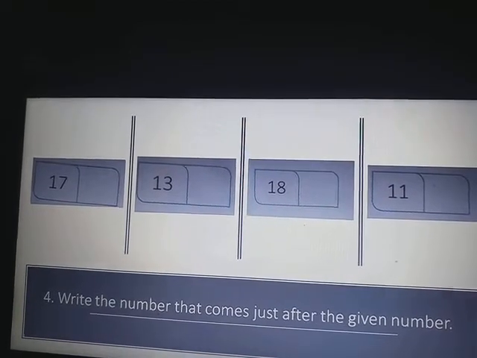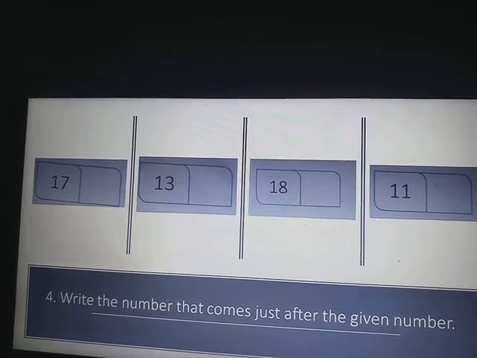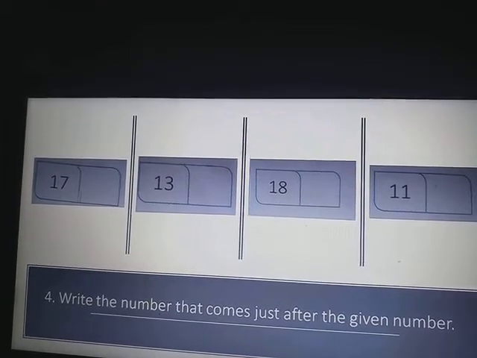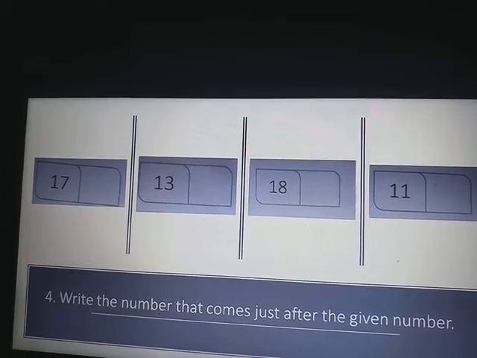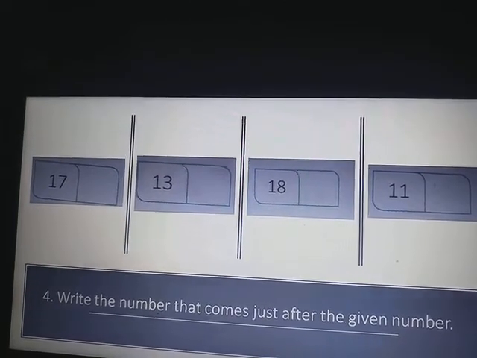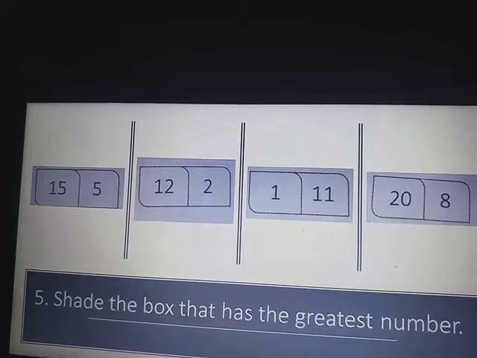Write the number that comes just after the given number. After 17 what comes? After 13 what comes? After 18 what comes? And after 11 what comes? Just write the numbers on one side and from there you can see and write. Okay? This is a very easy method.